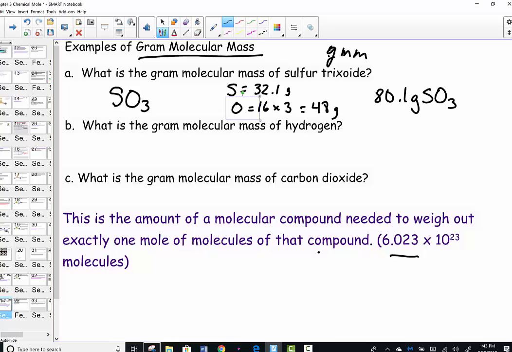On the previous screen, I asked you for the gram atomic mass of hydrogen. Here I'm asking you for the gram molecular mass. That means the same skill, but now you'll see this on a molecule.